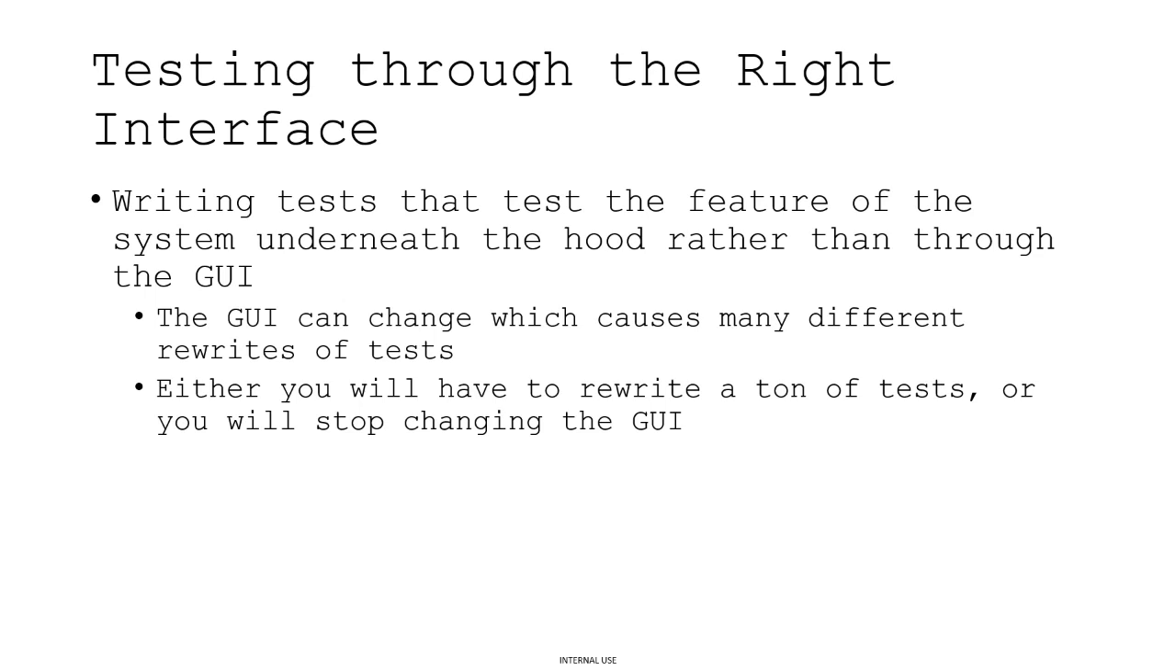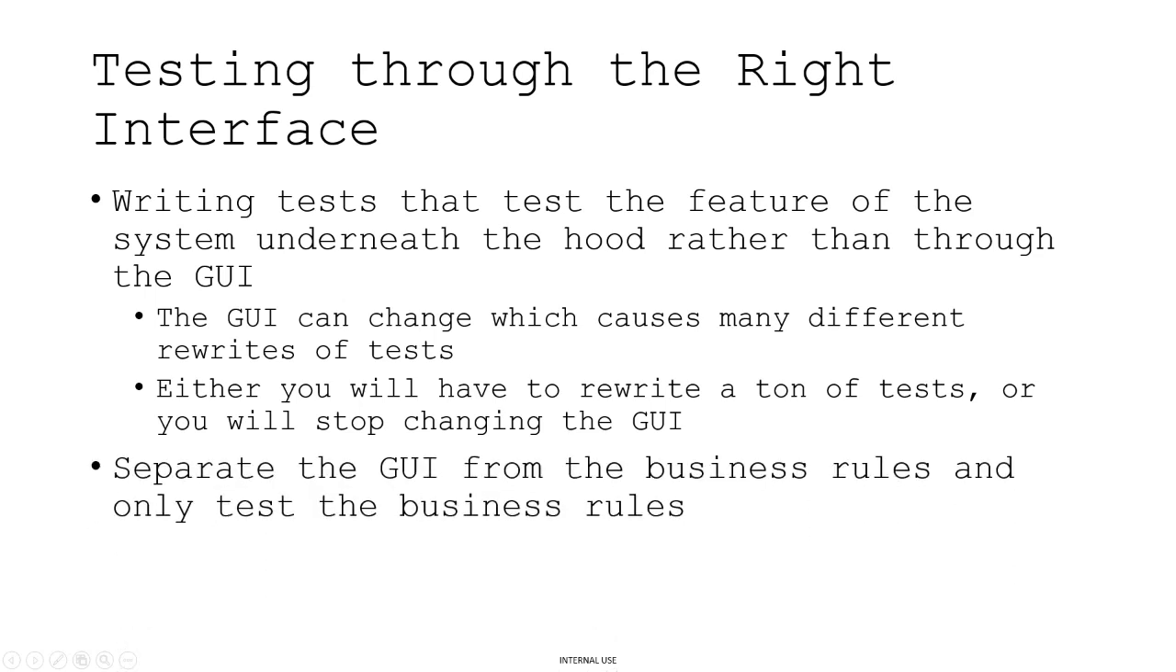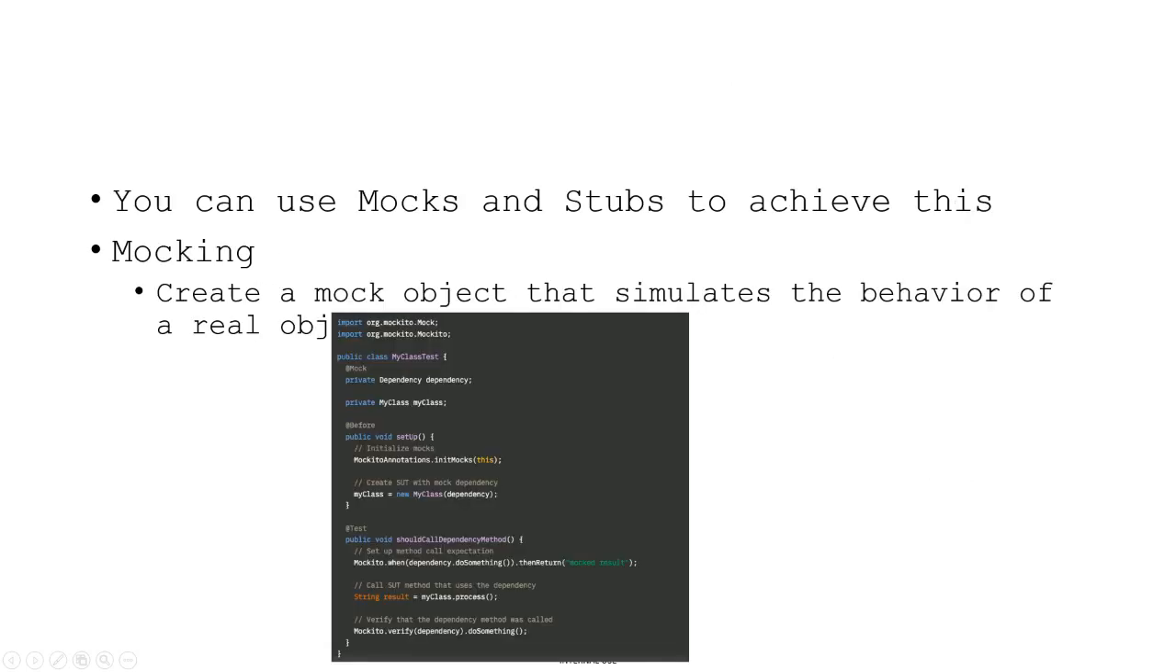And that could lead to some frustration. You can then maybe have to rewrite a ton of tests when the GUI changes. I know I've had that happen before. Or you will stop changing the GUI because this just causes too many issues in acceptance testing. Either one is not a very good option. You want to be able to adapt and change your app, but you want to do it in a very efficient way and make everything decoupled so you don't have to change a ton of different things. So you separate the GUI from the business rules and only test the business rules.